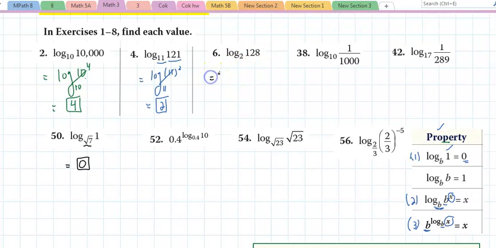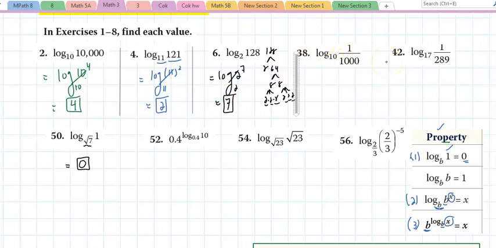Same deal here. I'm looking at this and thinking, okay, log base 2 of 128. 128 is 2 times 64. This is 8 times 8. This is 2 times 2 times 2. And this is 2 times 2 times 2 times 2 times 2 times 2 times 2, that's 1, 2, 3, 4, 5, 6, 7. Those undo each other and we're left with a 7. And that's basically what this is.